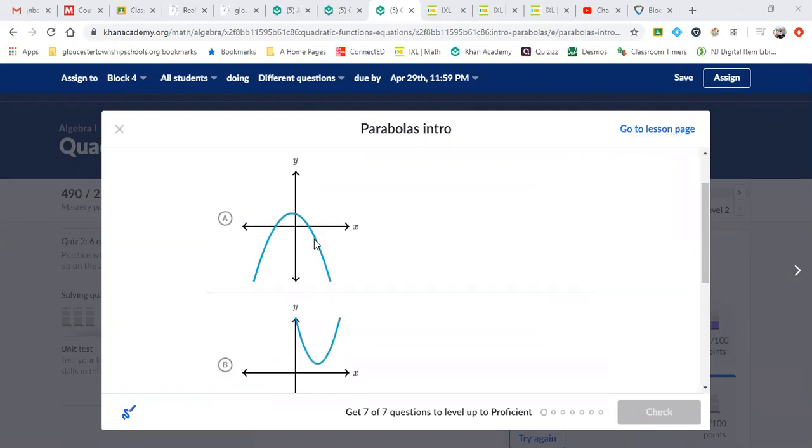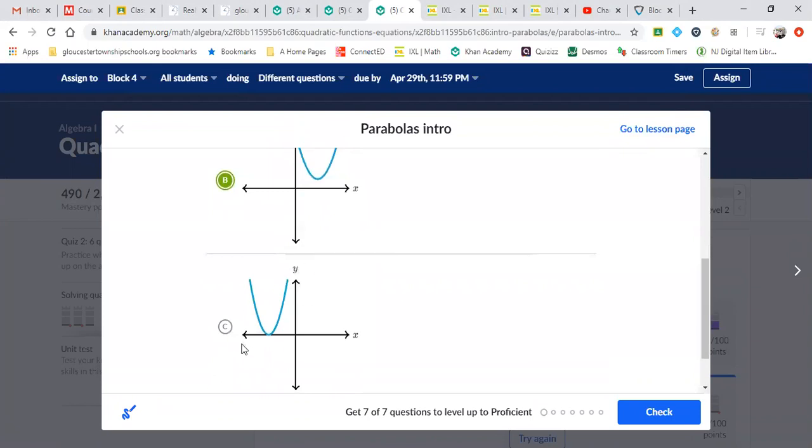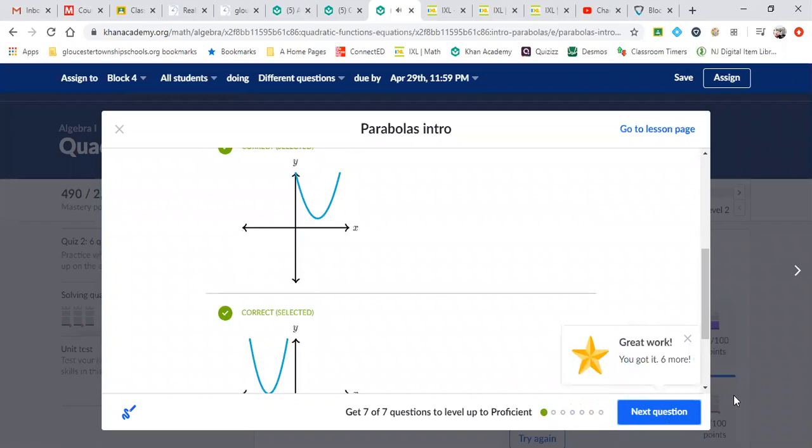Well, this one definitely opens down. That's easy. This is an up, but make sure you read where it says choose all that apply. There are actually three of them. This one also opens up. Okay, so far so good.